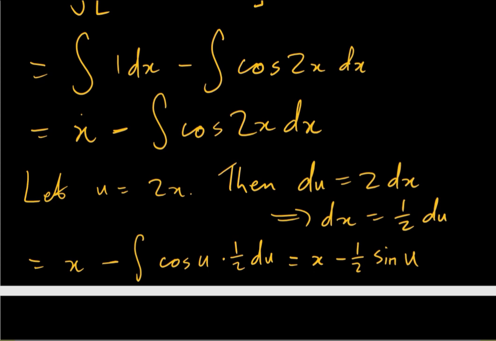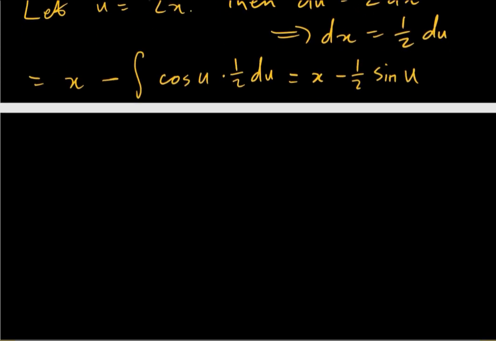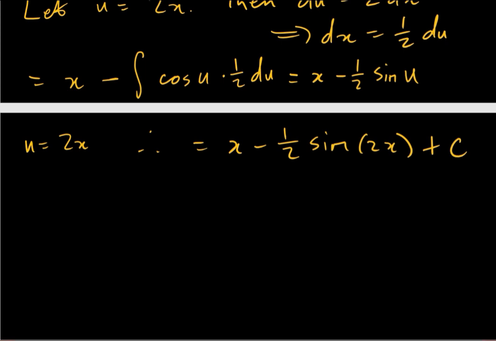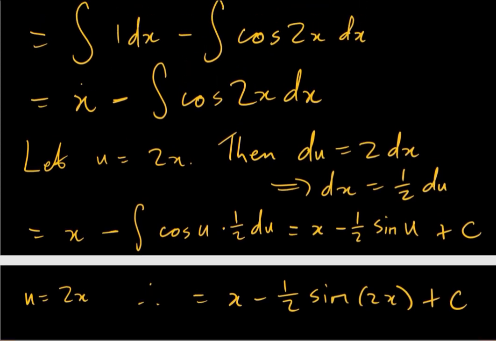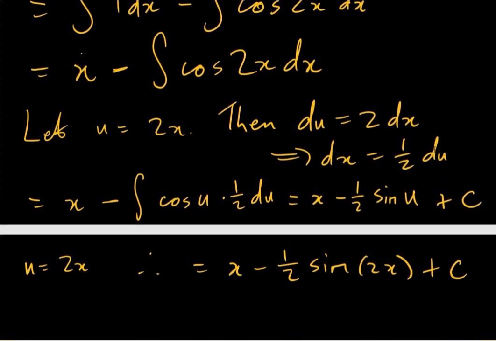The integral of cosine is just sine, and when we substitute back, remember we made u 2x, so therefore it's just equal to x minus a half sine 2x. And of course I forgot to put the plus c. We're supposed to put plus c everywhere here. Don't forget to do that because you can lose marks, I suppose. Yeah, I think it was just there, I forgot to put it.